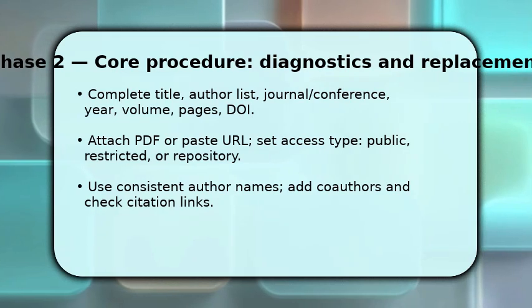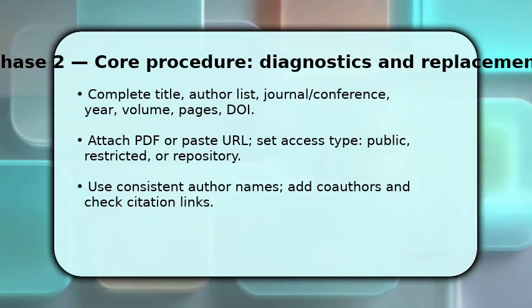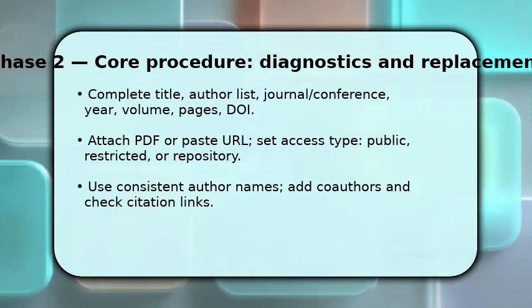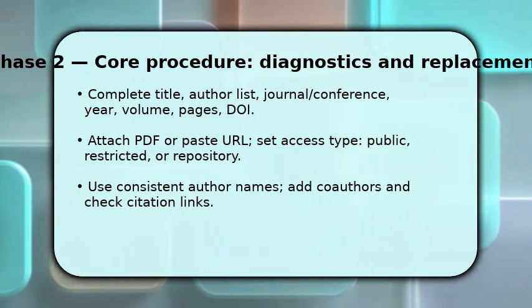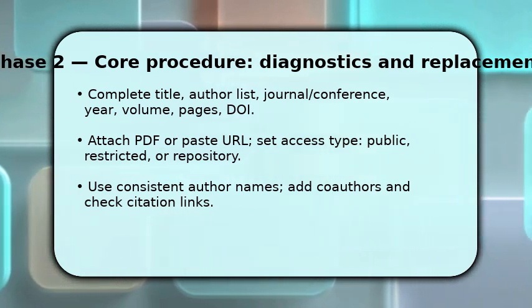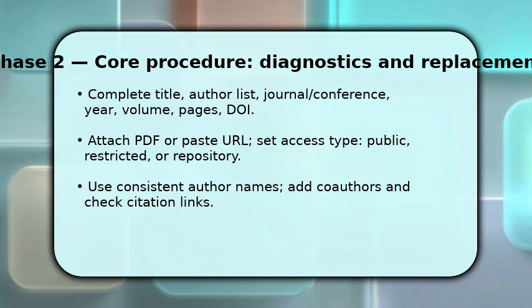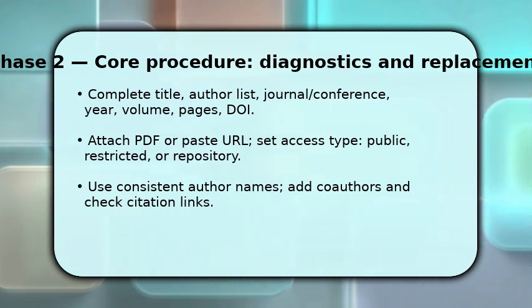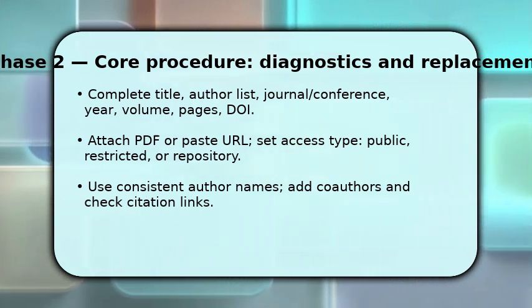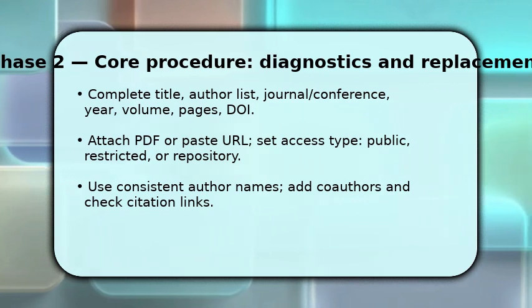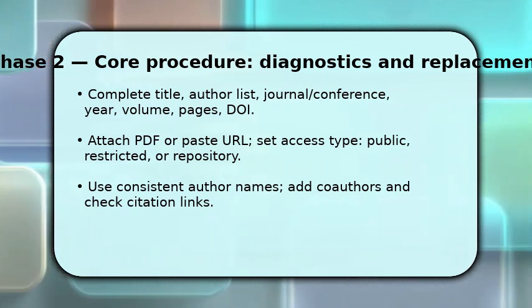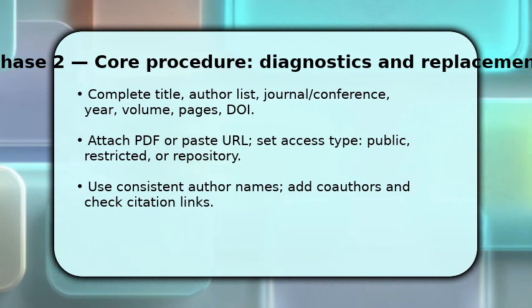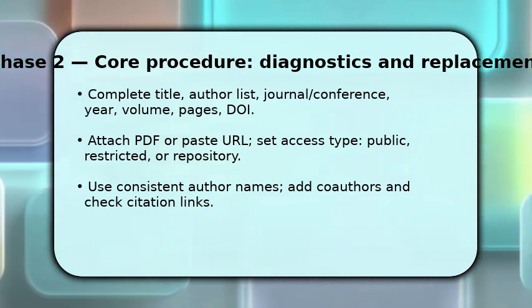Now you fill in detailed metadata. Accurate fields make your work discoverable. Enter the exact title, author names as you want them to appear, journal or conference, year, volume, pages, and DOI if available. Attach the PDF or paste the stable URL, then choose the access type: public, restricted, or repository. Make sure author names match your profile to merge citations correctly.